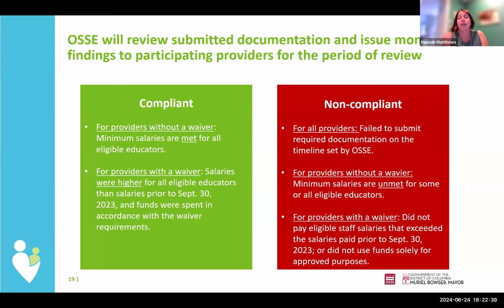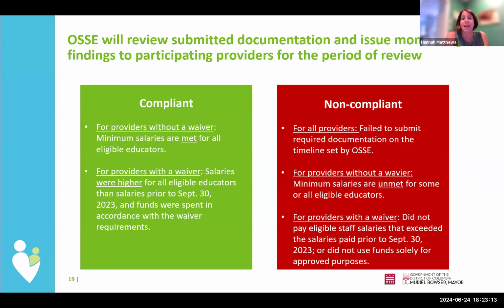So first, providers without a waiver will be found compliant if OSSI finds that the minimum salaries are met for all eligible educators. For providers with an approved waiver, to be found compliant will indicate that the salaries paid currently are higher than those paid September 30th, 2023, for all eligible educators, and that funds were spent in accordance with the waiver requirement.